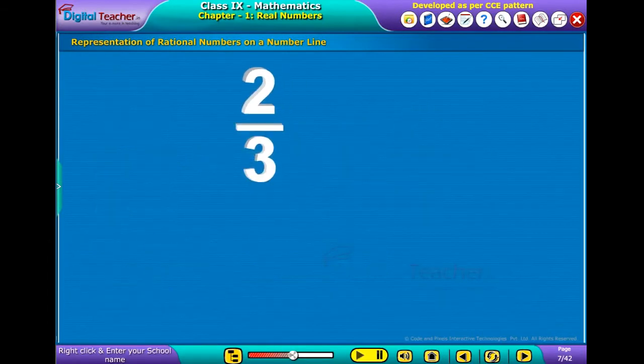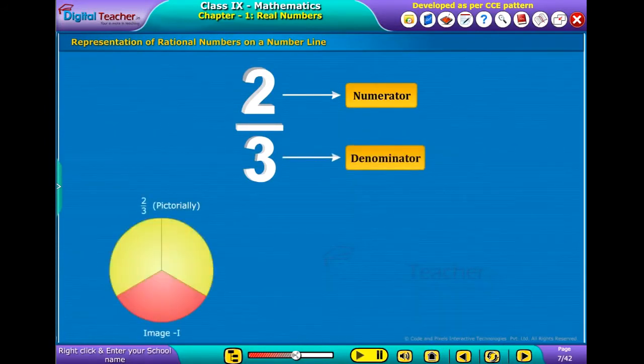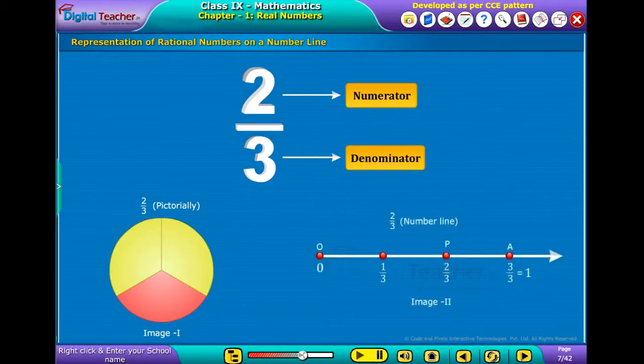In the given fraction, 2 is the numerator and 3 is the denominator. From image 1, let's see the pictorial representation of 2 by 3. It means that from 3 equal parts, 2 parts are taken out as shown in the below image. Representation of 2 by 3 on a number line is as shown in image 2. Let us represent 2 by 3 on a number line.